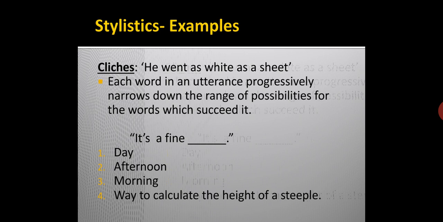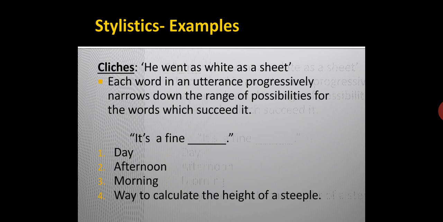Now again we have an example here of a cliche. He went as white as a sheet. White as a sheet is a cliche. Generally we don't become as white as a sheet. Well, no one can take up that texture, that complexion, right? But it's just a cliche that is often used, right? Each word in an utterance progressively narrows down the range of possibilities for the words which succeed it. Okay, now each word in an utterance, as in each word in a phrase, narrows down.